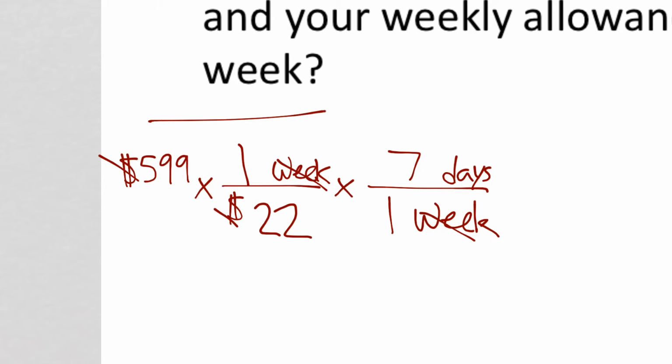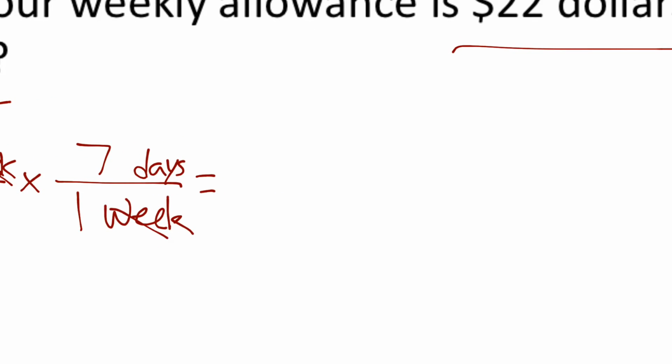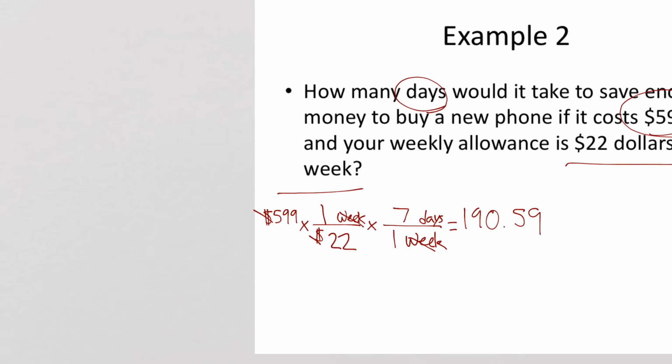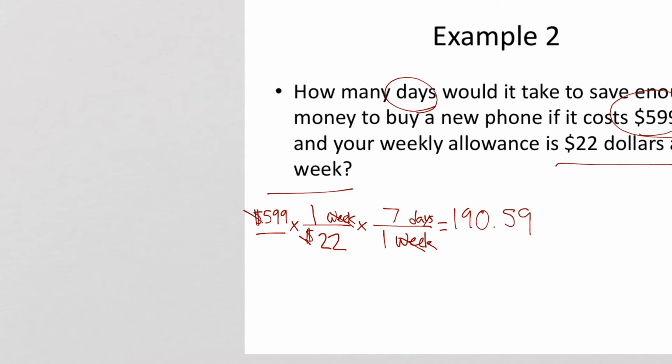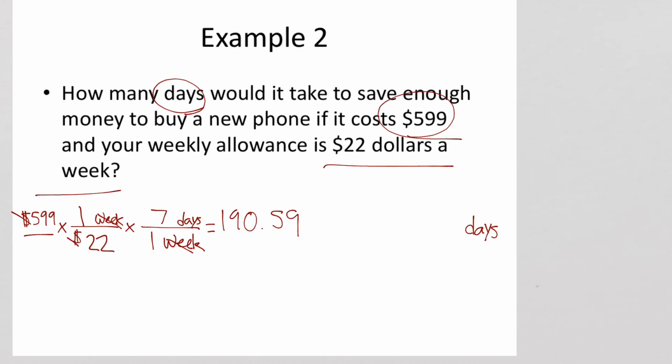So I do my math. 5.99 times 1 times 7 equals a number. Then I usually just divide it by the 22 that's on the bottom. My calculator will give me an answer of 190.59 days. But again, I need to look at my significant figures. I've got 3. So that's going to give me the idea of 191 days to reach that value to buy that phone.